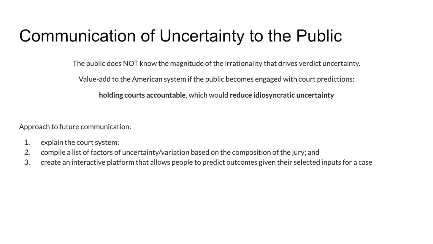The approach to future communication would be really simple. You explain the court system, you teach it in schools in a way that makes people really understand what is going on, right? If you want data on litigation, there are ways to get that data and to teach it to younger people. The second is to compile a list of factors of uncertainty or variation, right? So understanding what racial bias looks like in terms of a percentage effect on an outcome, for example, or the pure effects, right? The third is to create an interactive platform that allows people to predict these outcomes given their selected inputs for a case.